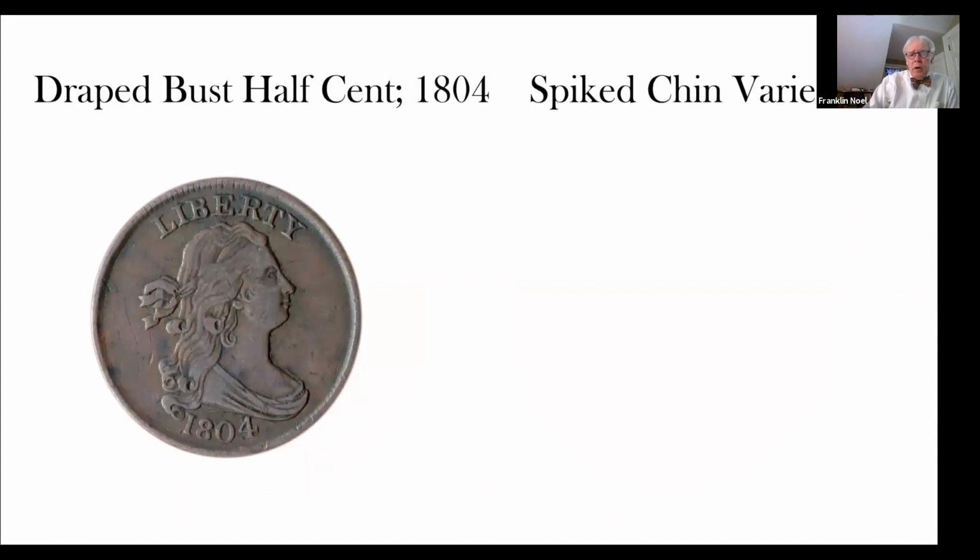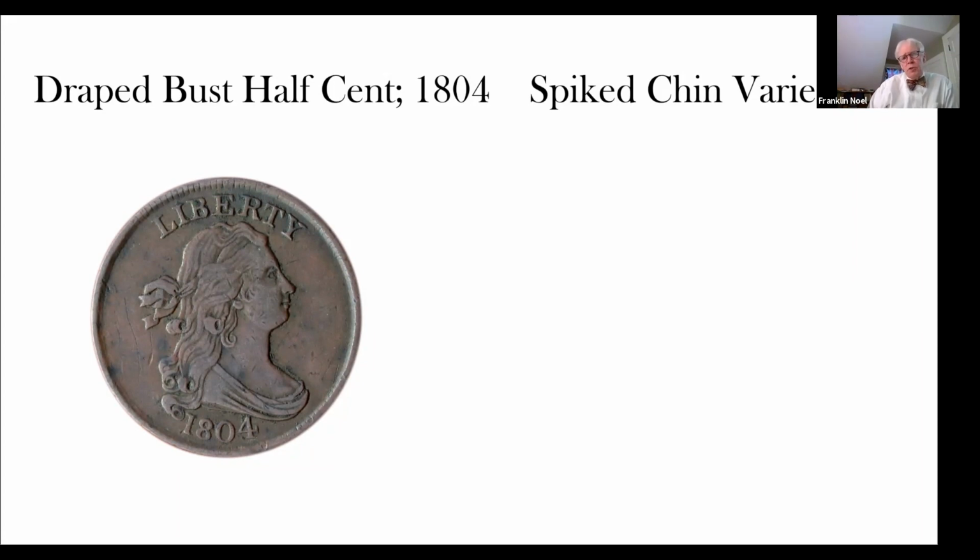Let's talk now about the spiked chin variety. To be precise, 4 separate die varieties sport the spiked chin. All 4 share the same obverse die, which is paired with 4 different reverse dies. The common obverse die is actually the same obverse die that was used to strike the C1 variety with which we started our discussion of 1804, seen again here on the left.